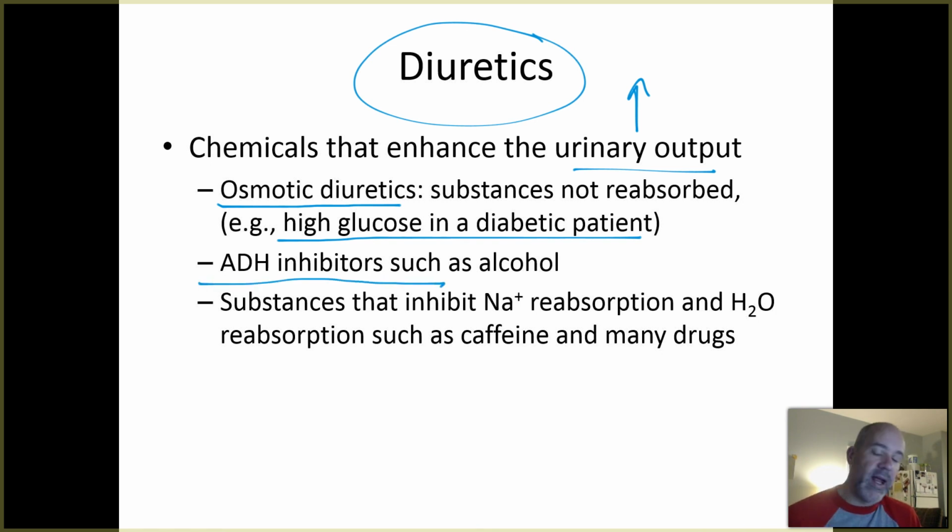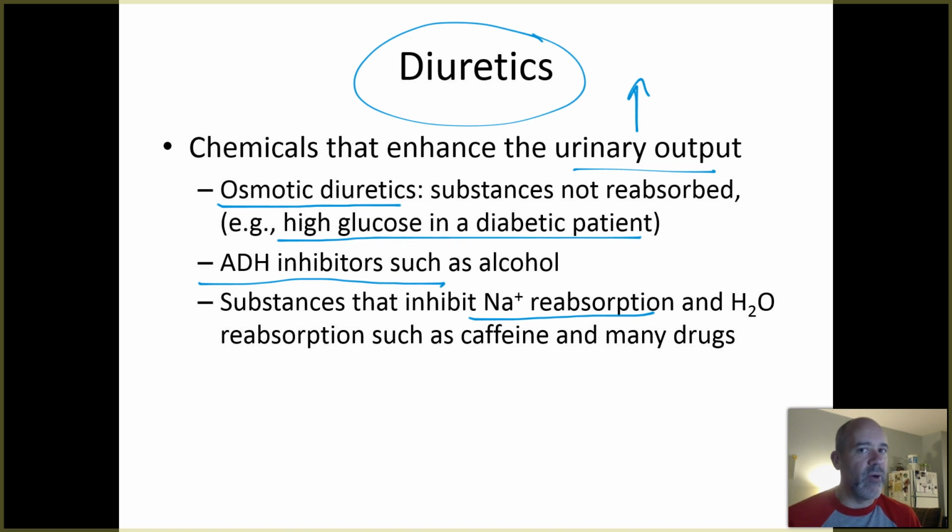Anything that inhibits ADH, alcohol, that's how the ethanol in our beer, wine, liquor, and so forth, why that'll make you pee more, it's because it inhibits ADH. Anything that inhibits sodium reabsorption and water reabsorption, such as caffeine, that's one of the things caffeine does. That's why caffeine can make you urinate in higher volumes, as any heavy-duty coffee drinker knows, and there are some other drugs that do that as well.